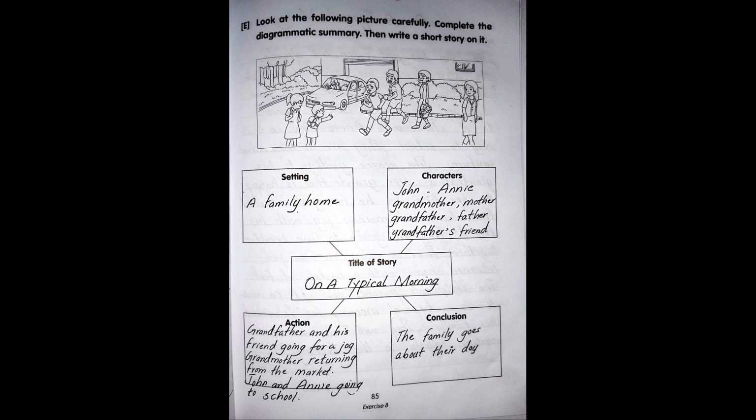Action: Grandfather and his friend going for a jog. Grandmother returning from the market. John and Annie going to school. Conclusion: the family goes about their day.